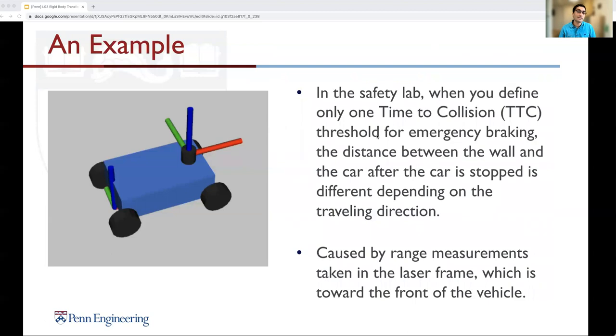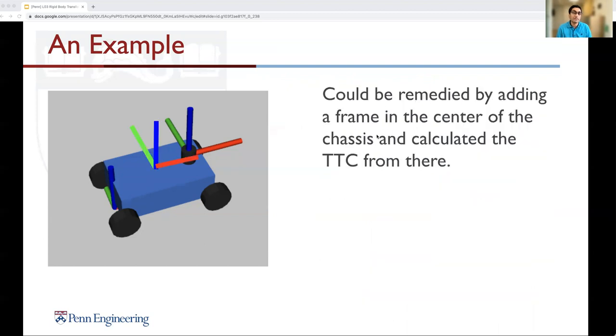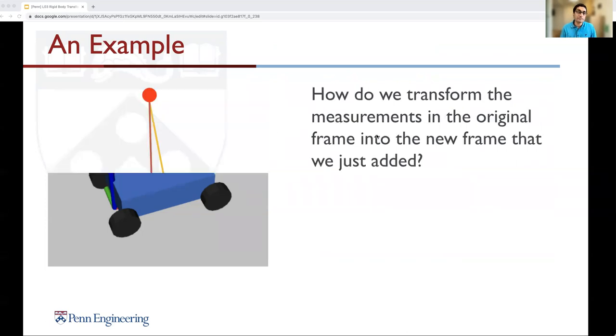Since all the scan measurements are taken in the laser frame, which is not exactly where you might want to do this calculation from. As we can see in the picture here, the laser frame is towards the front of the vehicle. This could be remedied by adding a frame in the center of the chassis, for example, and calculating the time to collision from there. So it will keep it consistent if you're going forward with the vehicle or reverse. The distance in the front and the back of the car to the frame is consistent.